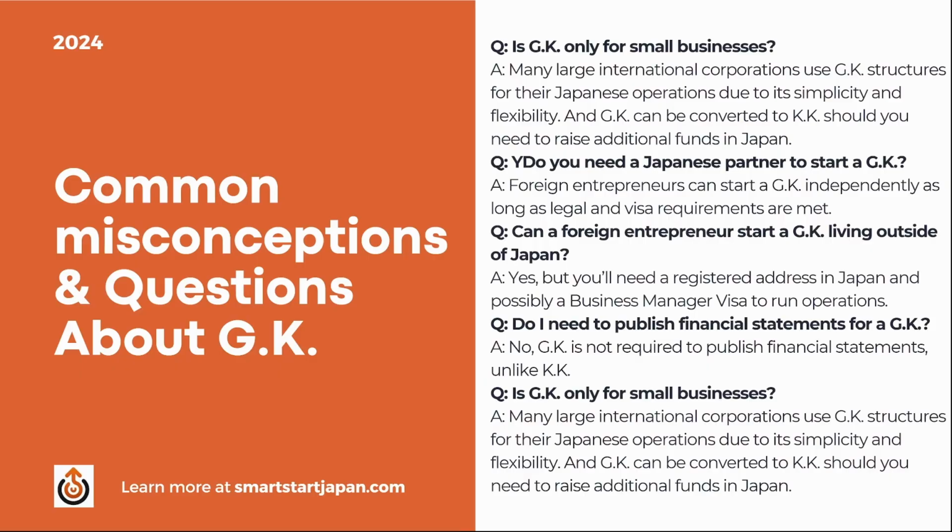2. Do you need a Japanese partner to start a GK? No. Foreign entrepreneurs can establish a GK independently as long as they meet the legal and visa requirements. A Japanese partner is not a prerequisite. 3. Can a foreign entrepreneur start a GK while living outside of Japan? Yes, you can. However, you'll need a registered address in Japan for your company and may require a business manager visa if you plan to run operations locally.